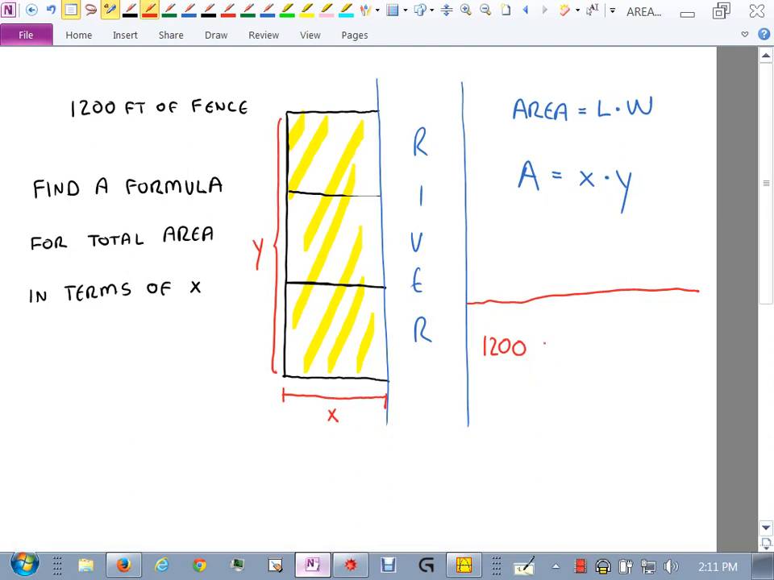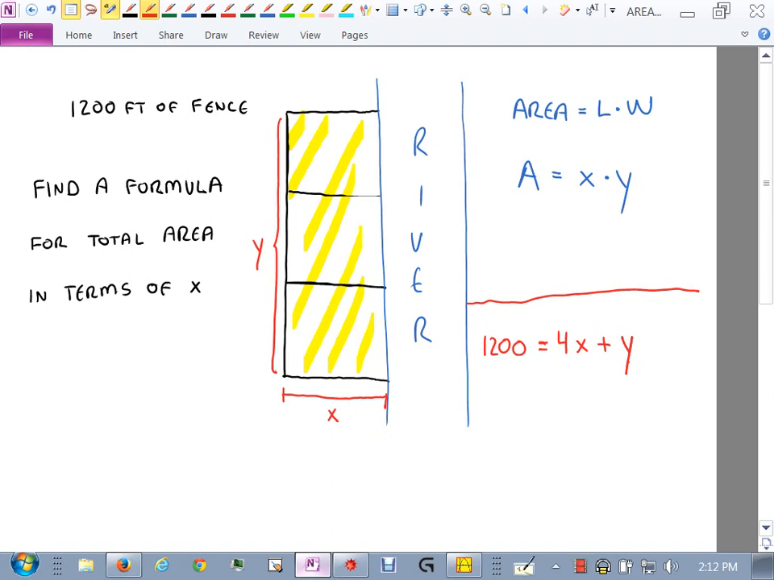What's equal to 1,200 is the total fence you're going to have, right? That would be this right here, plus this right here, plus this right here, plus this right here. So how many? Okay, 4 X's, plus the whole back side here, which we said was Y. Do you agree that that would be using up all the fence? I take the 4 X's plus the Y, and that's equal to 1,200. What's the value of that?